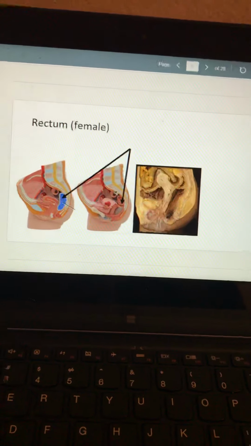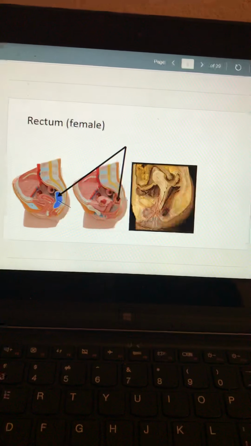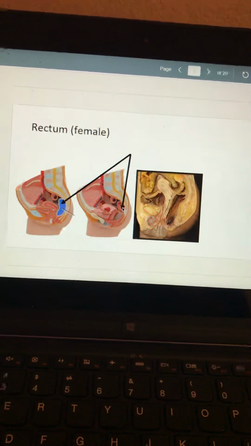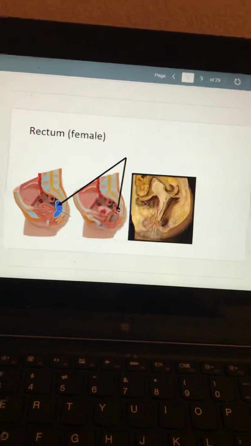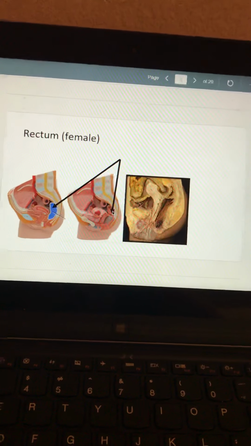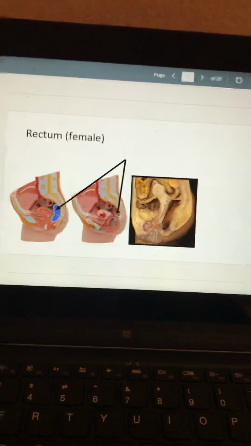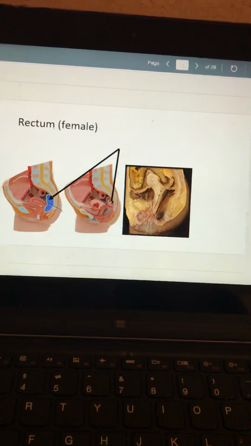Now the female rectum is in this area. It looks a bit smaller, but the female cavity, the female reproductive system does contain the ovaries and the uterus. That's the difference. But here it's showing the rectum.